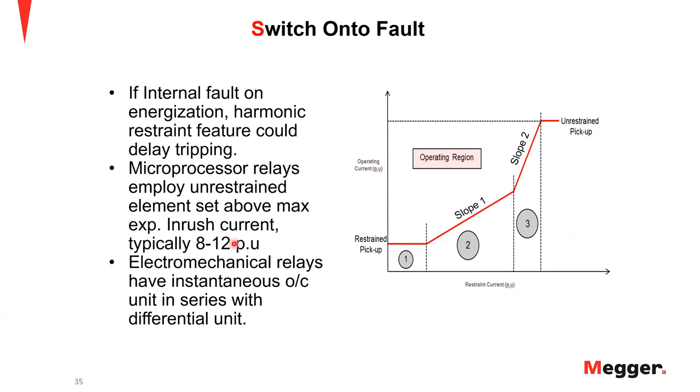Usually the inrush currents are typically around 8 to 12 per unit, so you would usually see this pickup setting to be very high. It can be 10 per unit or 12 per unit, depending on your transformer and the system. And if you have worked on electromechanical diff relays, you would remember that there is an instantaneous unit on those relays. This unit is used for this very reason, to trip for high internal faults.